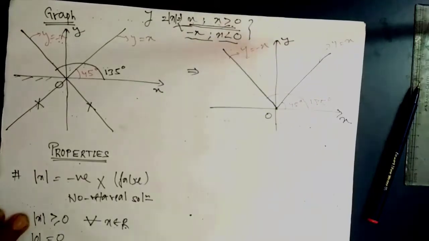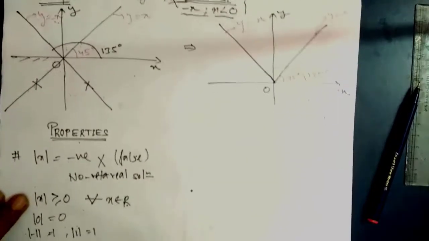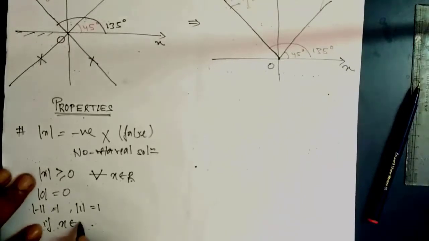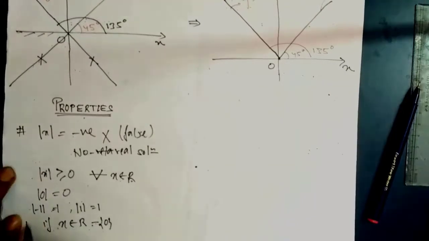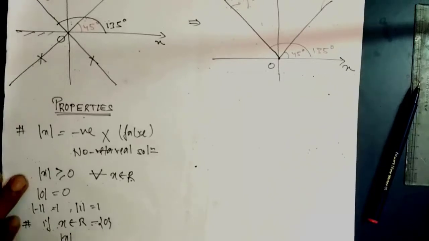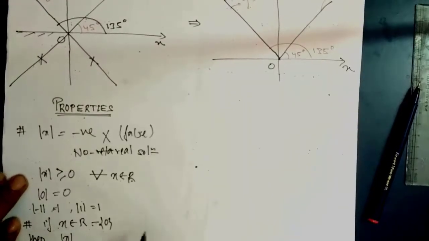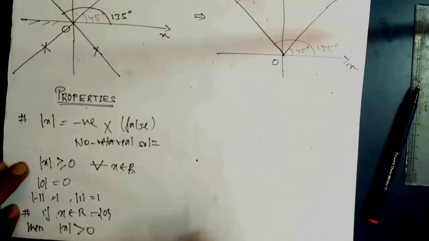And if x belongs to R minus 0, which means any real number but not 0, then modulus of x will always be greater than 0. It will not give 0 because 0 is excluded. Okay, so let's move ahead.